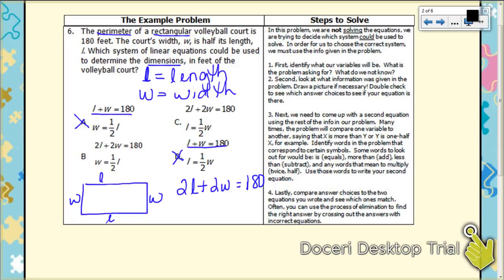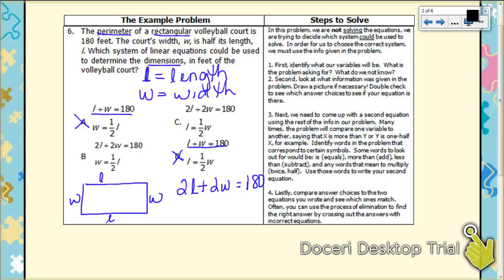So now the next thing is we've got to come up with our next equation. You're looking for words that give you operations. For example, equals means it's going to be equal to. Is means it will be equal to. More than means add. Less than, subtract. Anything that means to multiply would be like twice as much or half as much. You're looking for those kinds of words. They told us that the court's width is half its length. So I know that it's got to be cut in half.